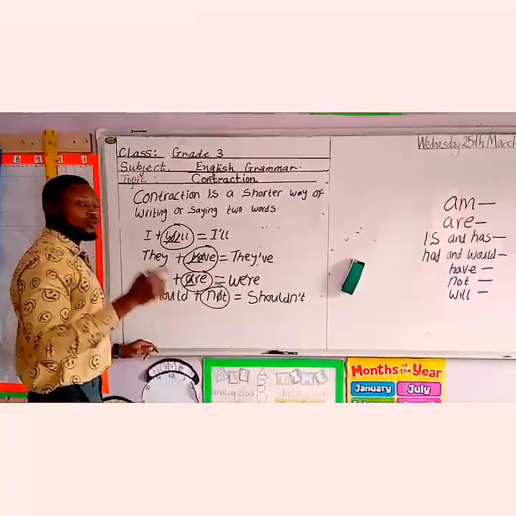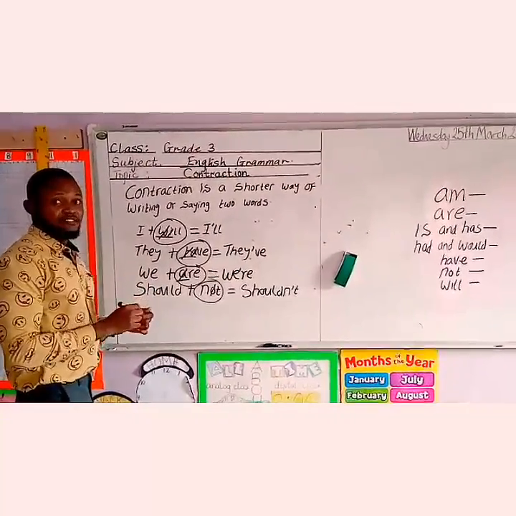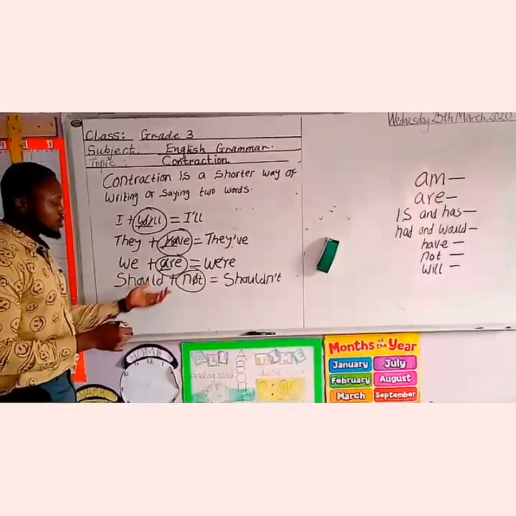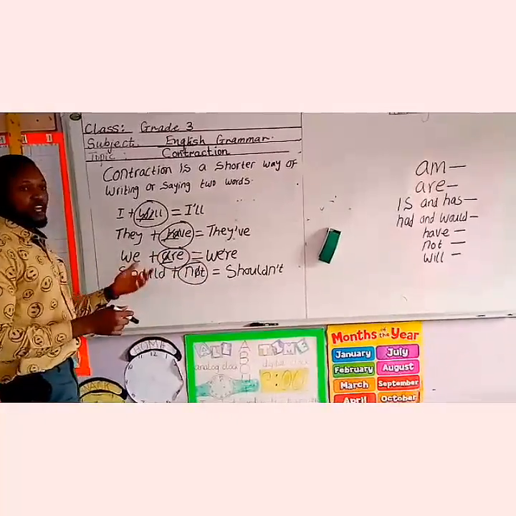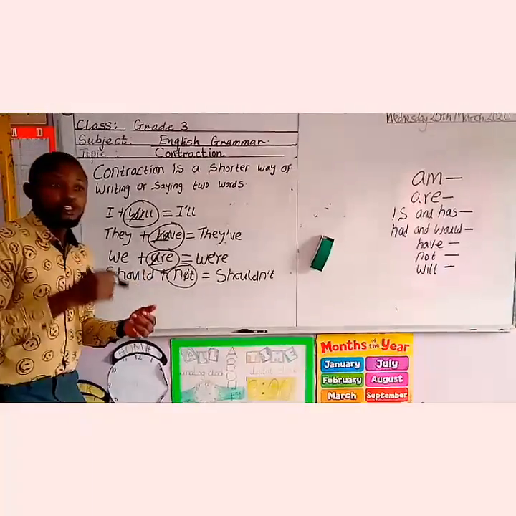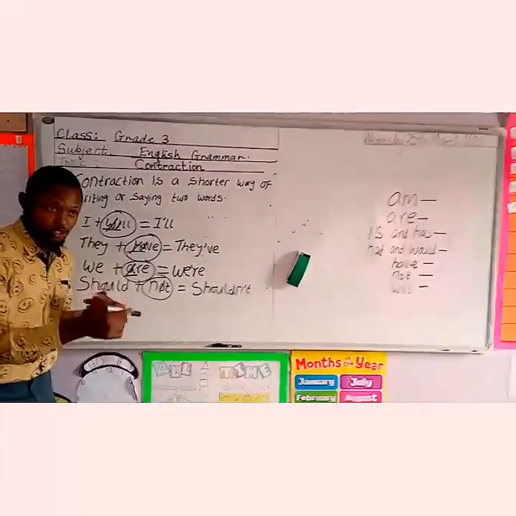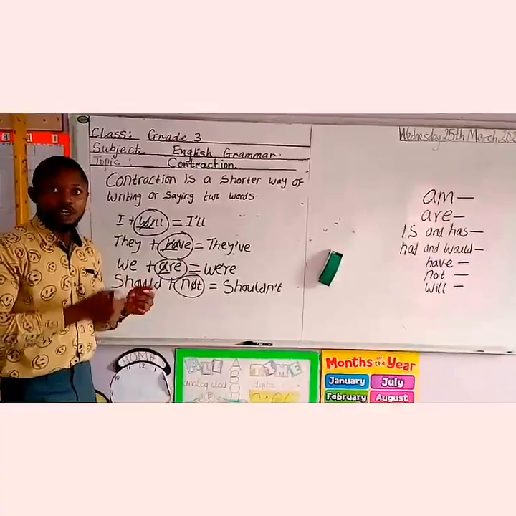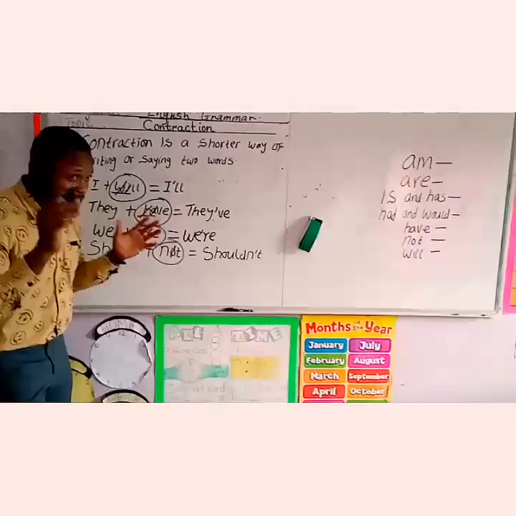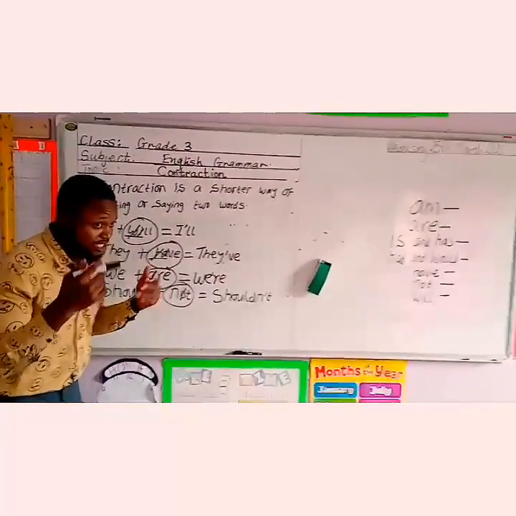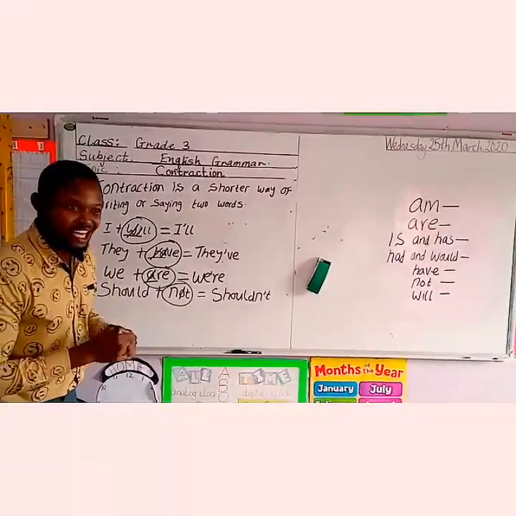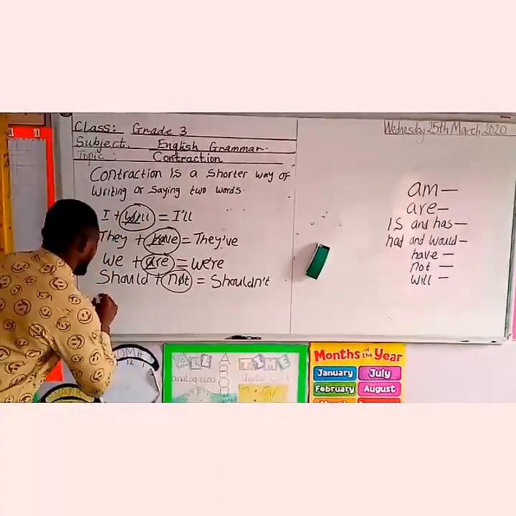Now let's move to our irregular words, words that defy rule. Should plus not, shouldn't. Will plus not, won't. Are we together? Does it sound okay? No. Does it sound okay? No. That's an example of an irregular word.